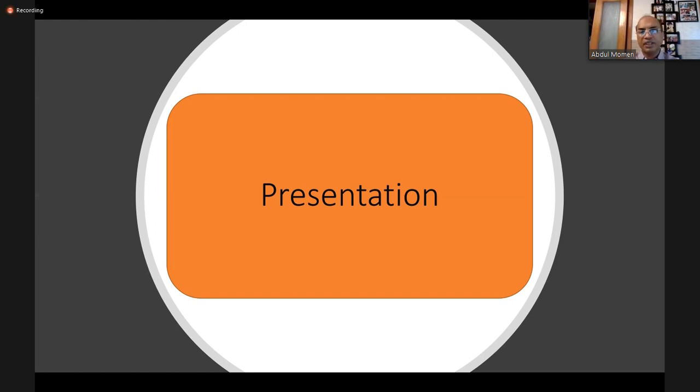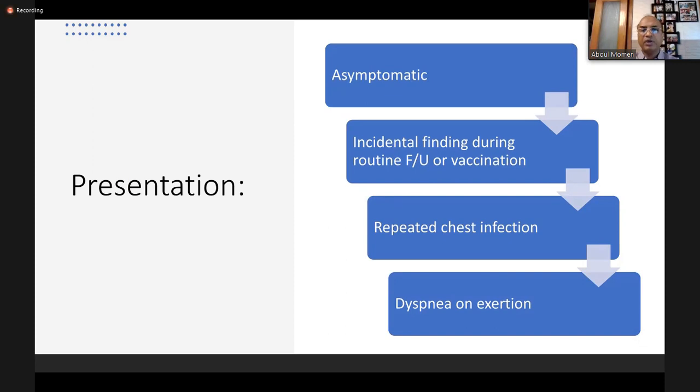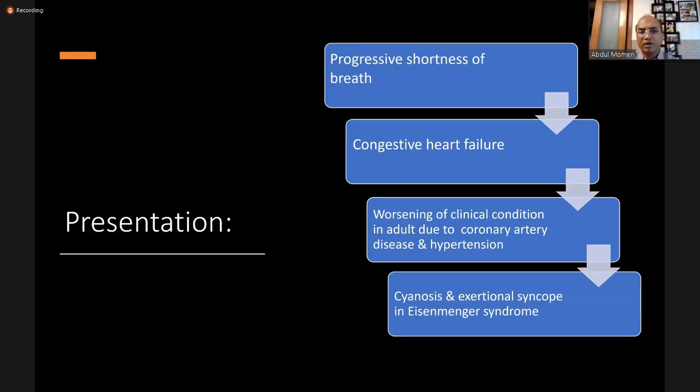Presentation: asymptomatic, incidental findings, routine follow-up, repeated chest infection in the children, dyspnea on exertion. Progressive shortness of breath, congestive heart failure rarely present, worsening of clinical condition in adult due to coronary artery disease and hypertension, cyanosis and exertion, syncope in Eisenmenger syndrome.